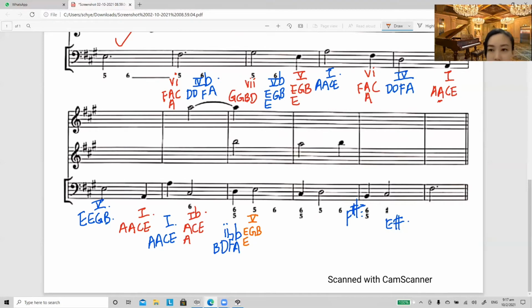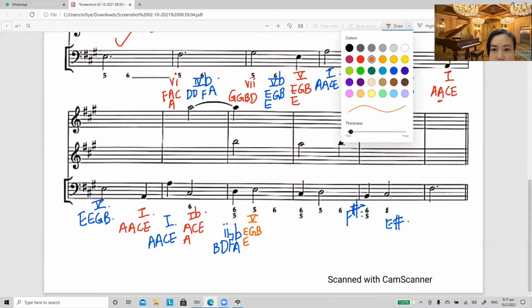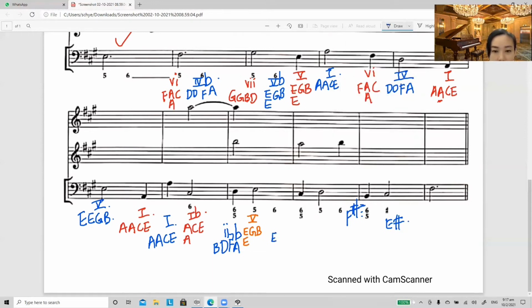Next one, 6. Again, it means that E is the middle note. So if E is the middle, then it will be C, E, G. So in A major, C, E, G is chord 3, a minor chord, first inversion. According to the rules of doubling, minor first inversion will double the middle note.